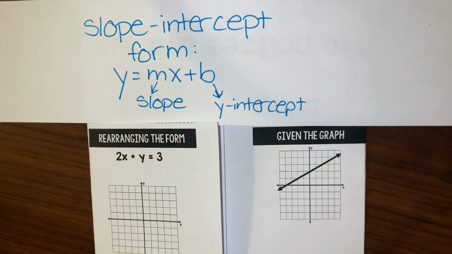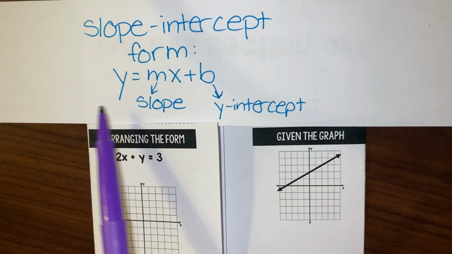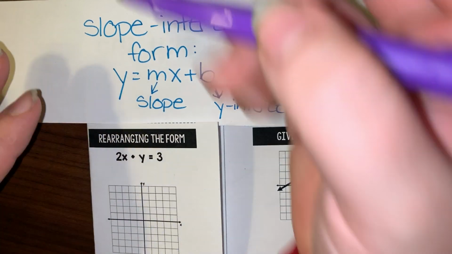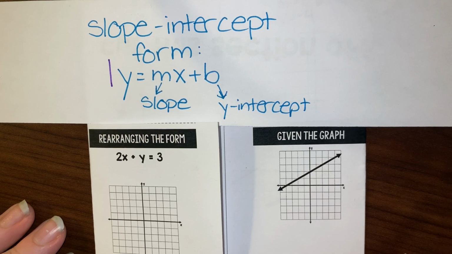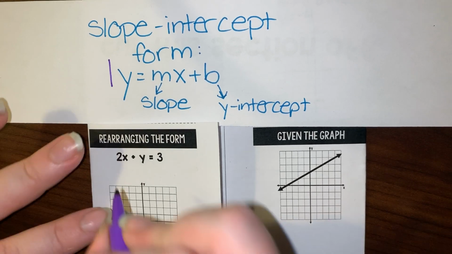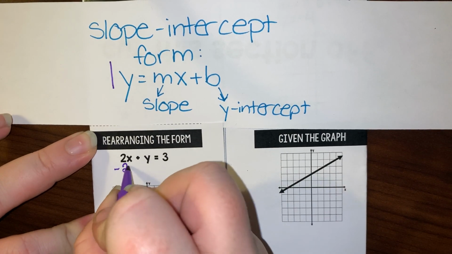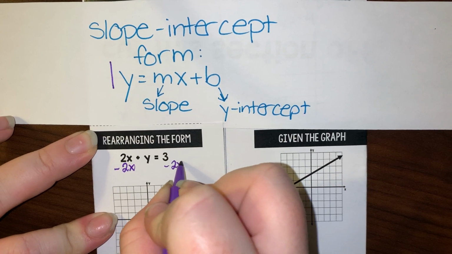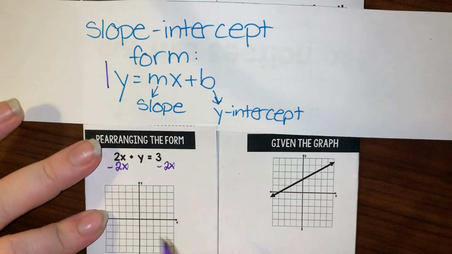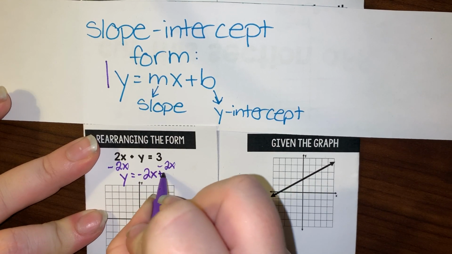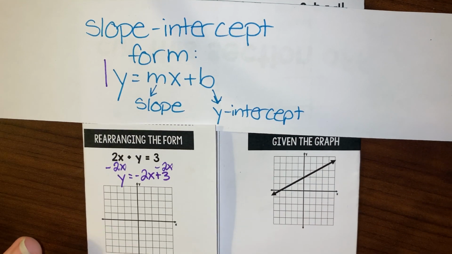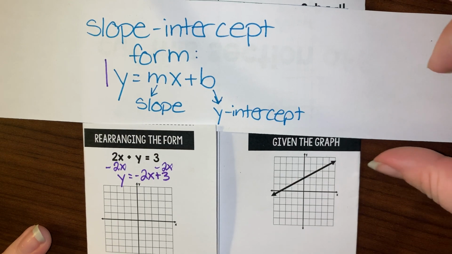So I want to rearrange this standard form equation so it's in slope-intercept form. And the way that I do that is I want to get y completely by itself. I want to get specifically one y completely by itself. So what I have to do for this equation is I simply need to subtract 2x from both sides to get y by itself. And when I do that, I'm left with y equals negative 2x plus 3, where negative 2 is my slope and 3 is my y-intercept.